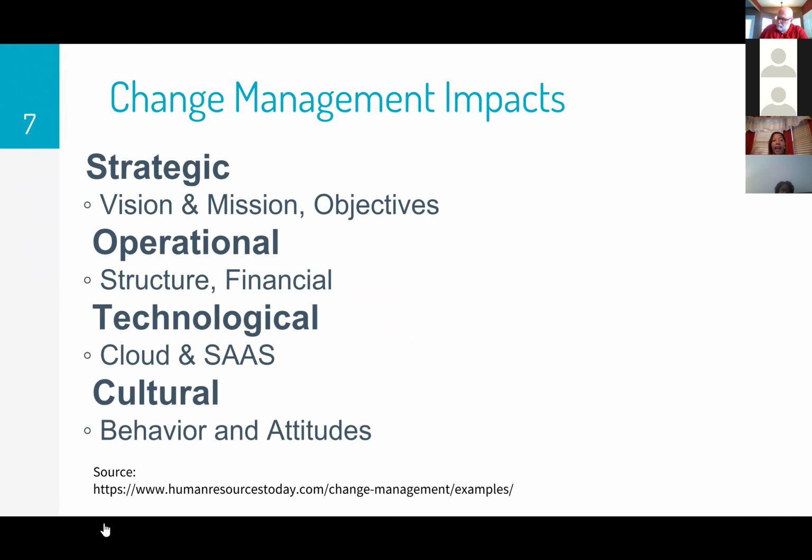So when you have change management coming in, you have strategic, operational, technological, and cultural shifts.